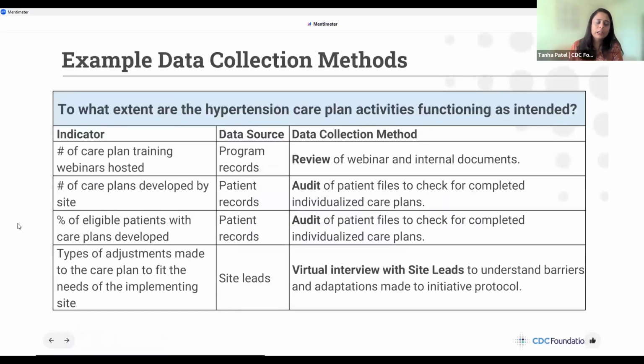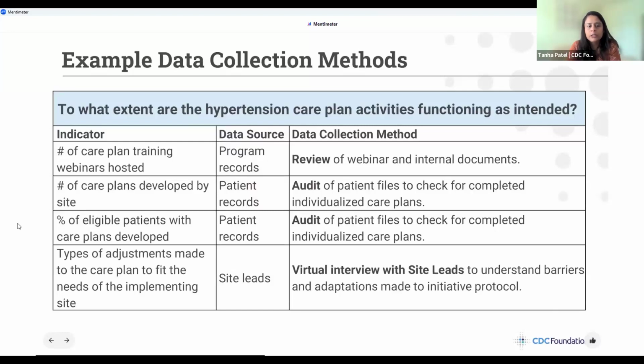So for the first indicator, number of care plan training webinars hosted, we chose to look at program records, and we thought the best data collection method would be document review of webinar records and internal documents to see how many webinars were held and who was attending. For the next two indicators, with patient records, we also thought an audit of the patient files to check the individualized care plans was a good idea.